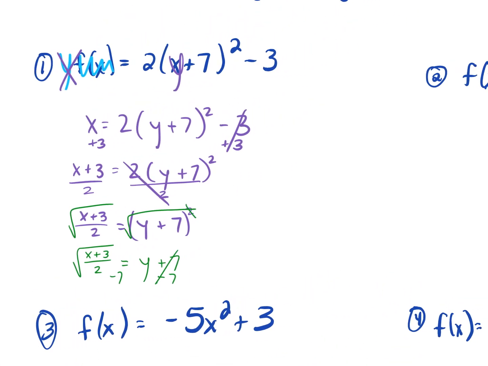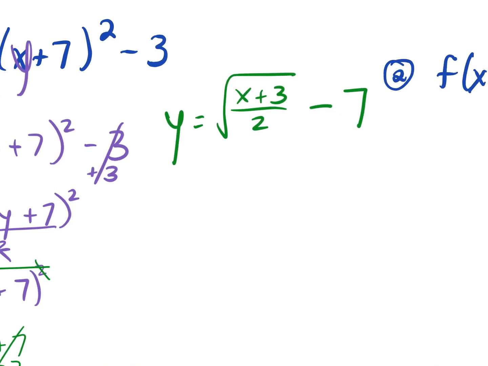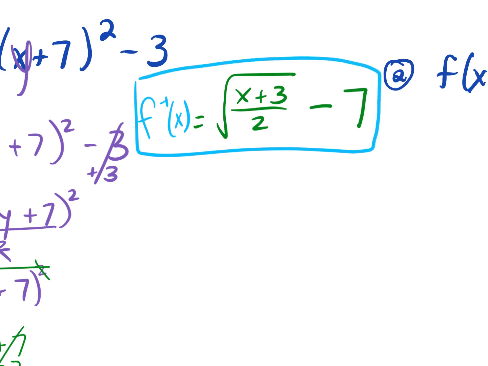So here, I'm going to write it over here so we have more room. So y is equal to the square root of (x + 3) over 2, minus 7. Now we want to make sure we name it as the inverse, so we want to change it to be f to the power of negative 1 of x. Just because it started with f of x, we want to finish it with f of x. Just make sure you have that little inverse symbol. Don't forget to name the inverse.